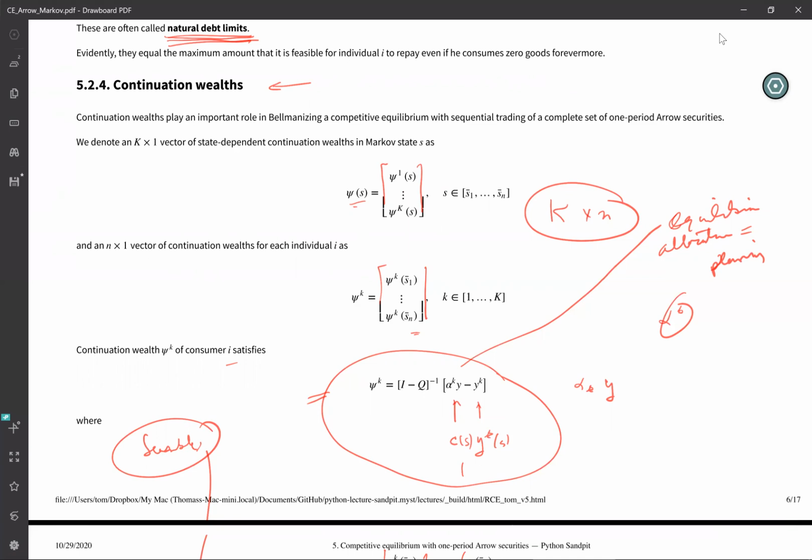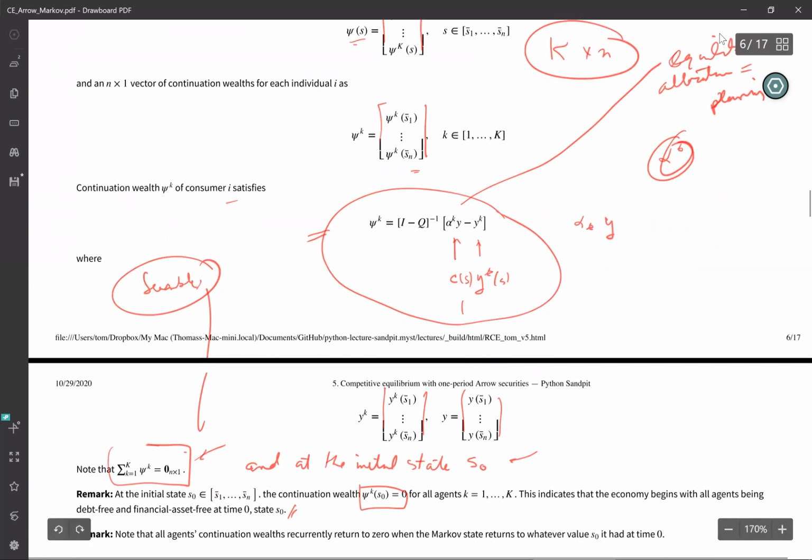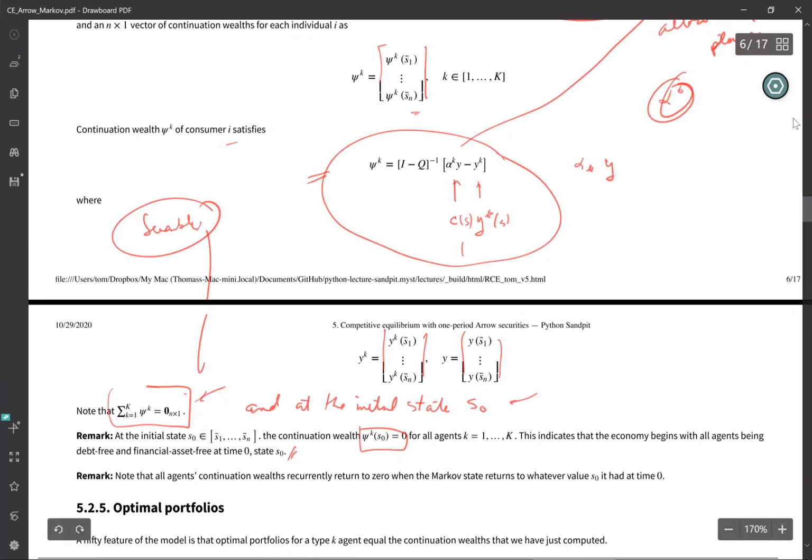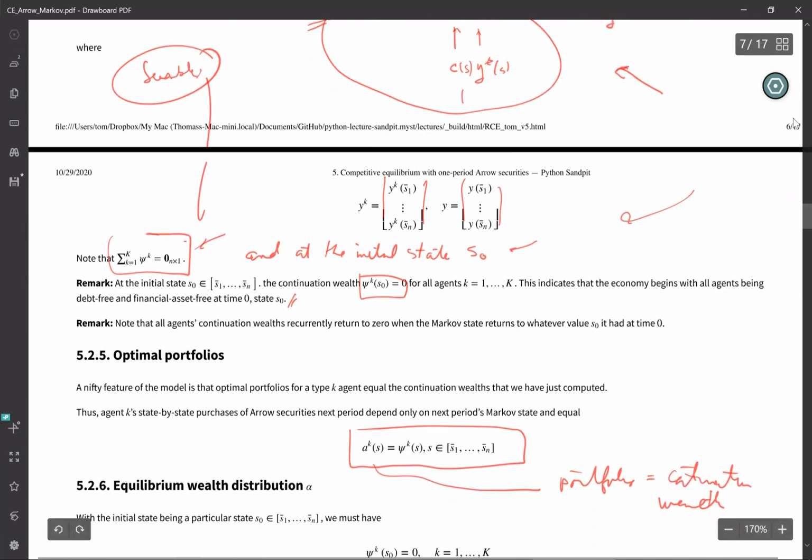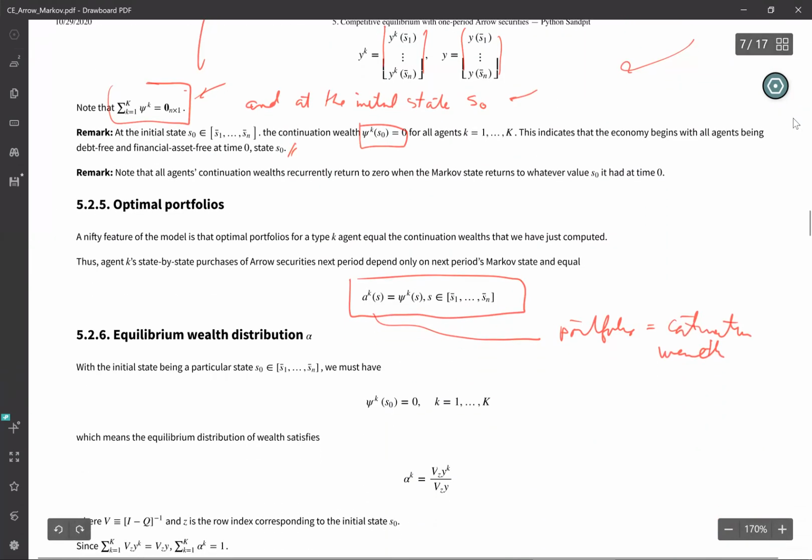So these are these alpha k's. So we know there exist some constant alpha k's. We don't know what they are yet. We'll have to figure out what they are. But if we knew what they were, we need the alpha k's to compute continuation wealth. We need the alpha k's to compute the portfolios, and we don't have them yet. But we're going to get them soon.